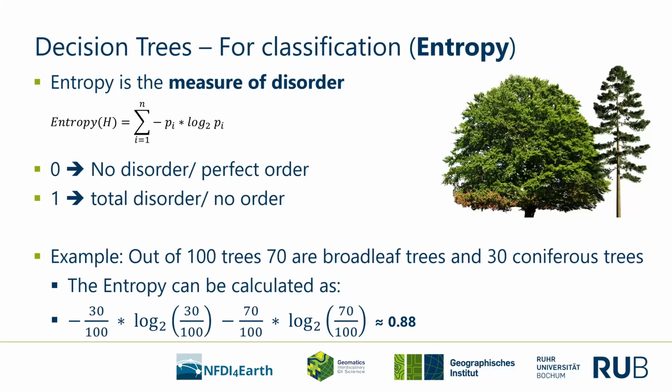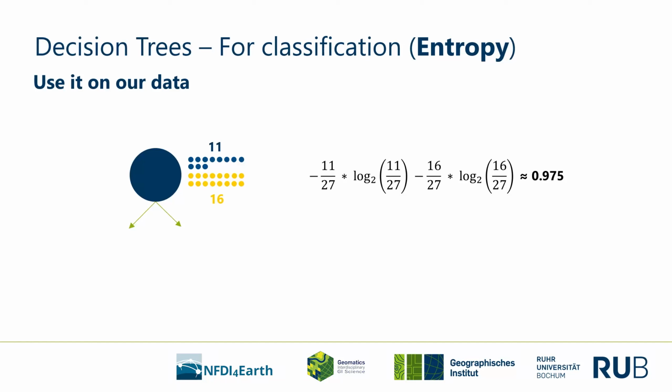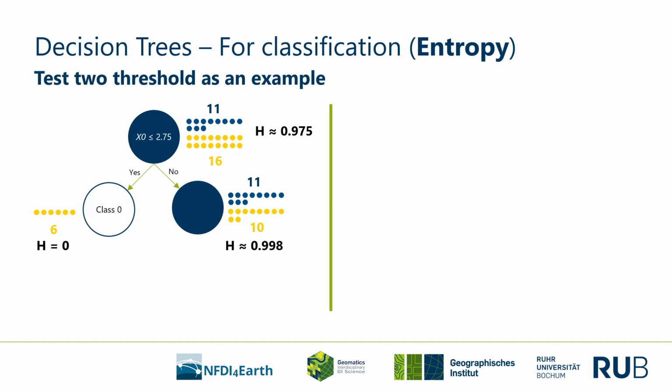Let's apply this principle and the formula to our original classification problem, which we have already used for Gini impurity. In our original dataset, we have 16 observations of class 0, the yellow class, and 11 observations of class 1, the blue class. Plugging these values into the entropy formula, our dataset initially has an entropy of 0.975. If we now make a first decision based on the threshold of, let's say, 2.75, we can also calculate how the entropy behaves in the resulting leaves. Because we have a pure node on the left side, it has an entropy of 0. In contrast, the impure node has an entropy of 0.998.